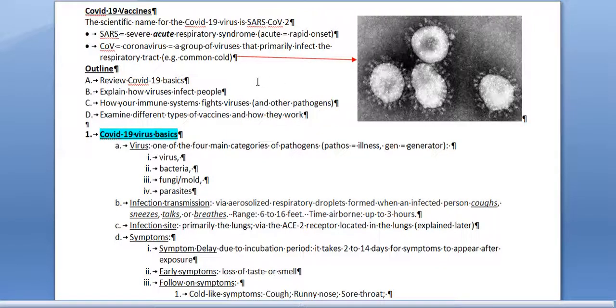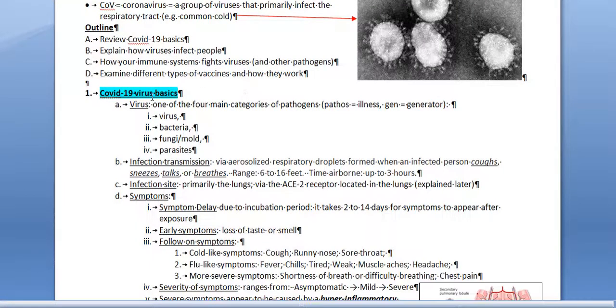We'll talk about that. The outline of what I want to do here: the main goal is to teach you about these vaccines. But I want to give you a little background, so we'll review some of the COVID-19 basics, and then explain how viruses infect people, and then explain how your immune system fights off viruses and other pathogens, which cause you to get sick. Then we'll examine different types of vaccines and how they work. That's the main goal here.